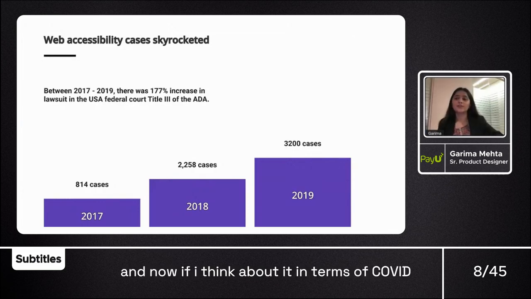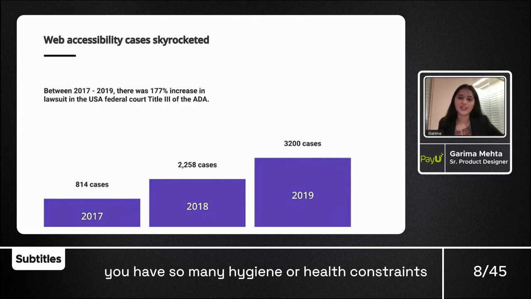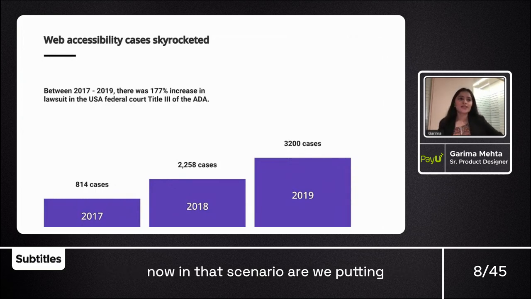And now if I think about it in terms of COVID, imagine you don't want to go out because it's not safe. You have so many hygiene or health constraints. Now, in that scenario, are we putting disabled or aged people into a situation where they cannot use digital products and they have to walk into a physical environment?